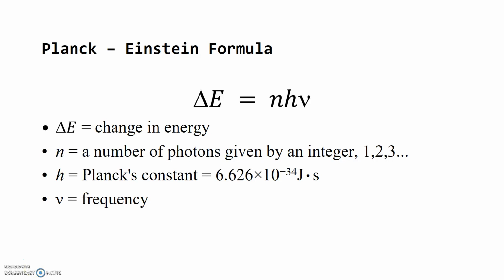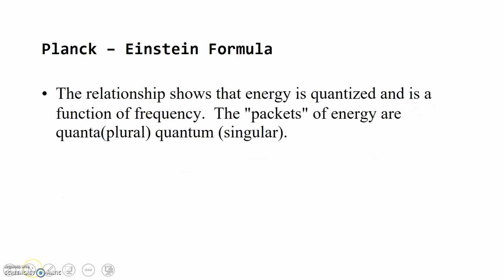You see a delta E is equal to the number of photons given by an integer times Planck's constant, written there, and frequency. A simplification in terms of 1 bit or 1 photon, then this equation simplifies to this. So this is for 1 single photon. Keep that in mind throughout this unit and for the rest of the year.